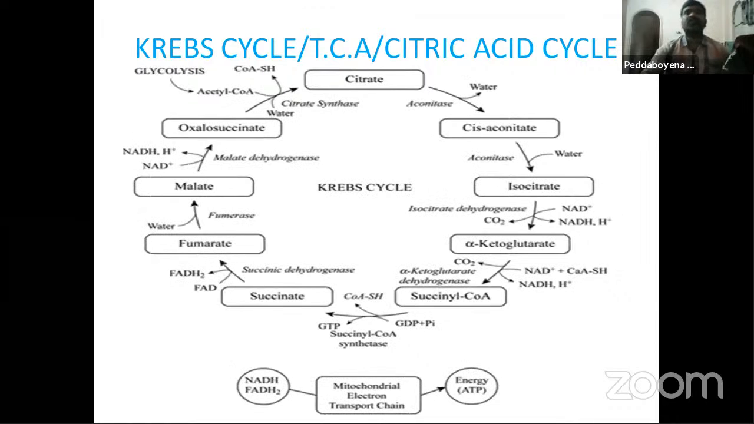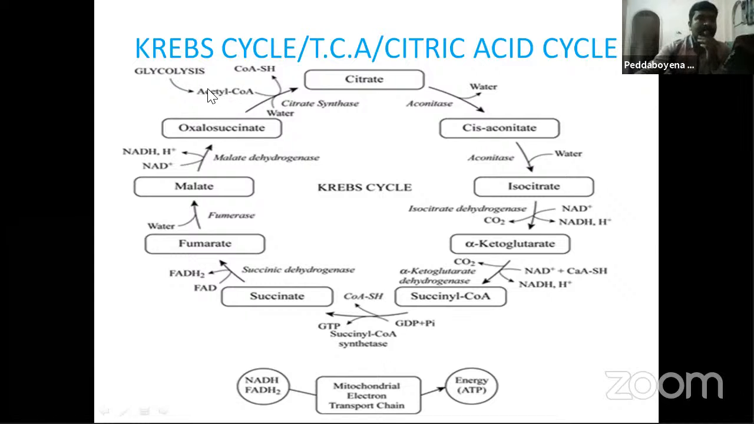Another name is the citric acid cycle. Citric acid cycle means the first substance formed in this cycle is citric acid. Hence, it is also known as the citric acid cycle. So let us now observe this cycle. Here in the Krebs cycle, first is acetyl coenzyme A.